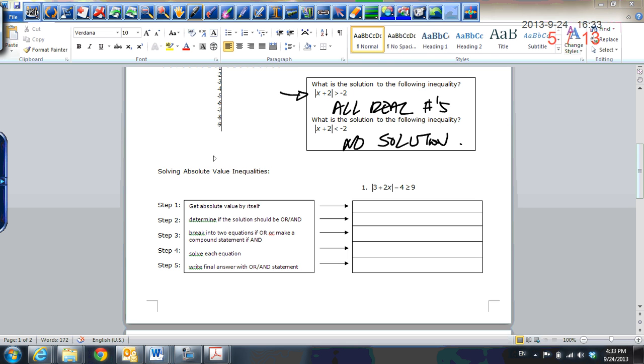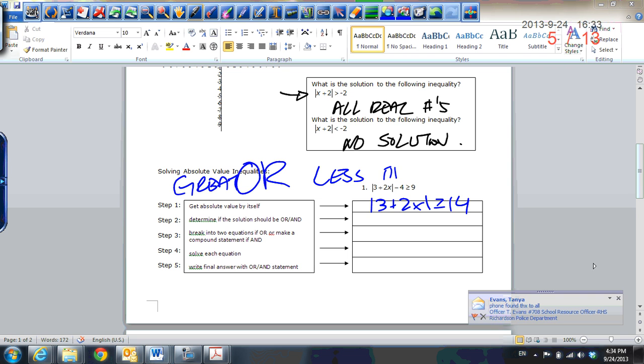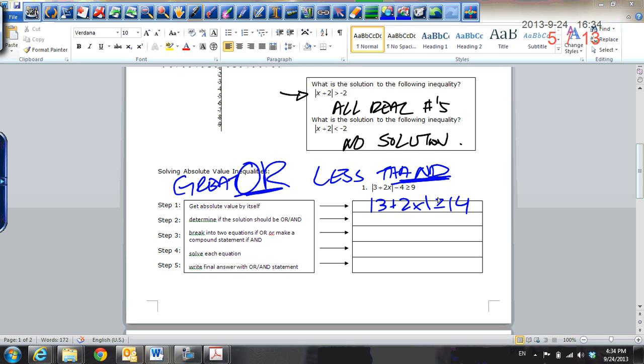The next part, you might want to write that down. You can go ahead and pause it and write this down. I'm going to work the math over here. First thing is to get the absolute value by itself. So absolute value of 3 plus 2x is greater than or equal to 14, right? We added 4 to the other side. Determining if it's an or or an and: in class today, we talked about how if it's greater than, it's actually greater than, and if it's less than, it's actually less than. So this time it's a greater than symbol, so it's an or.